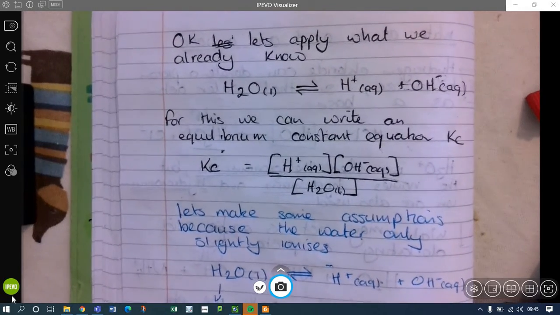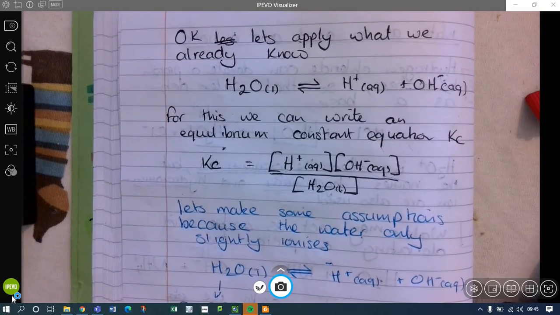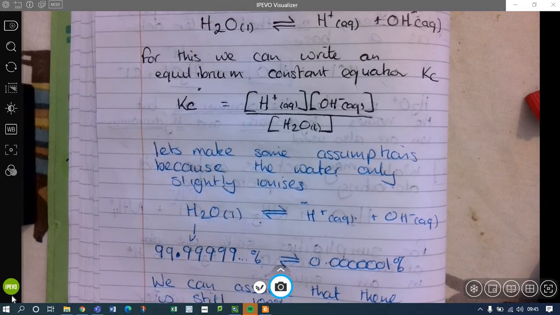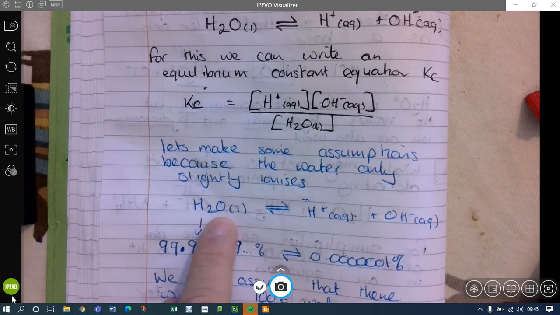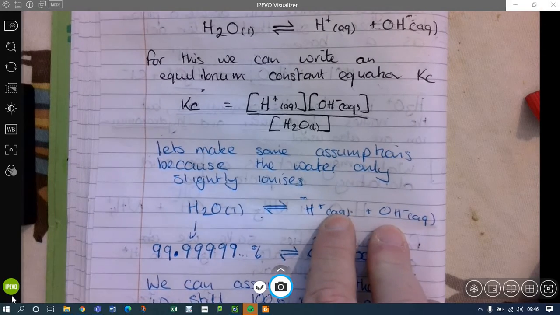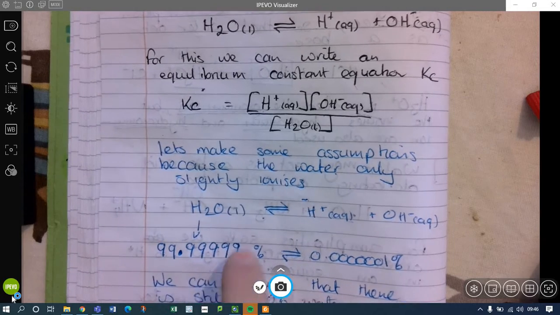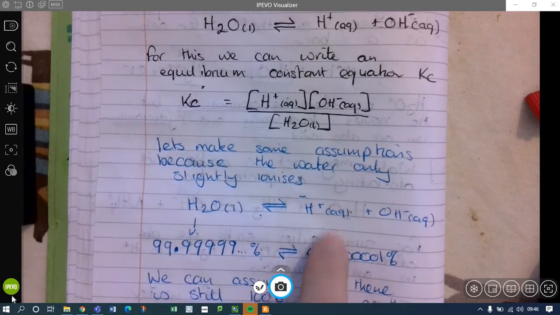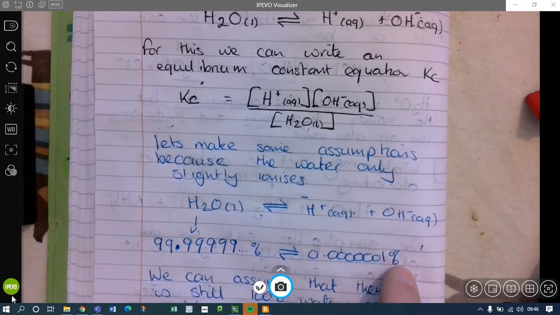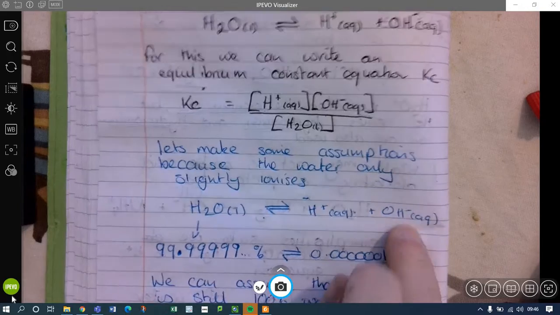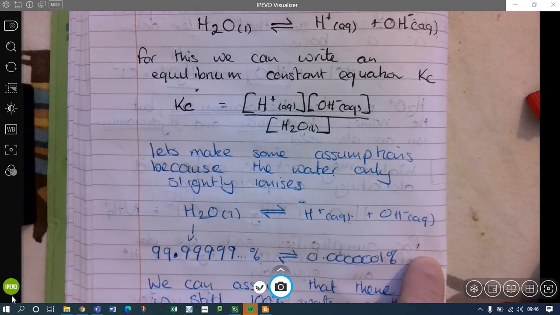Now, we've got to make a few assumptions here. Please bear with me. These assumptions won't make sense, but they are logical. If we make the assumption that it only slightly ionizes, what we actually mean by that is, if we look at the water molecules, about 1 in a million or 1 in 10 million of them will actually undergo this dissociation. So we end up with 99.9999999 and keep going until we get 7 digits after the decimal point, and then approximately 0.00001% of it is in the hydrogen H+ form, and exactly the same, because this splits up into one of these and one of these, exactly the same number of hydroxide ions.